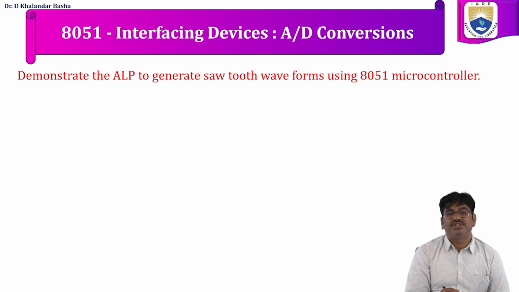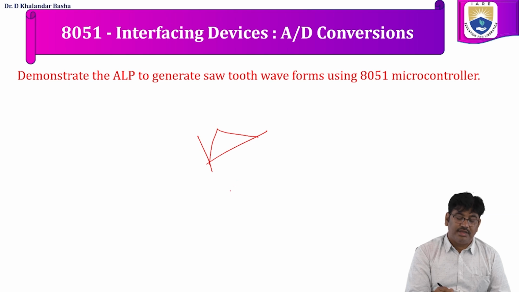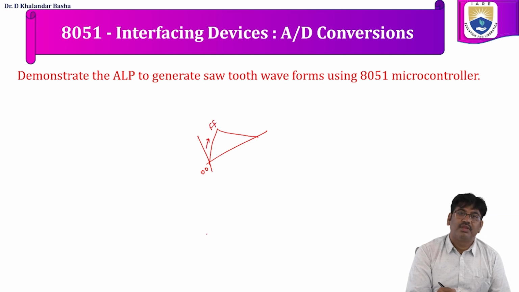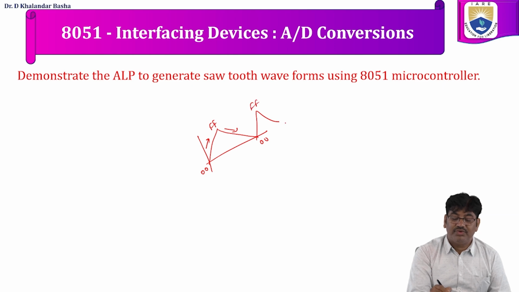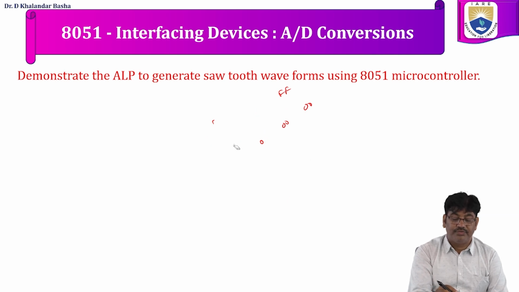The next program demonstrates an ALP to generate a sawtooth waveform using the 8051 microcontroller. Sawtooth waveform means we want to generate a digital signal which varies from 00 to FF in an incrementing manner. Once it reaches FF, it is decremented from FF to 00. This is for only one pulse. If you want multiple pulses, again we need to send from 00 to FF, FF to 00, and again one more pulse, 00 to FF, FF to 00. Like this we generate a series of sawtooth waveforms.